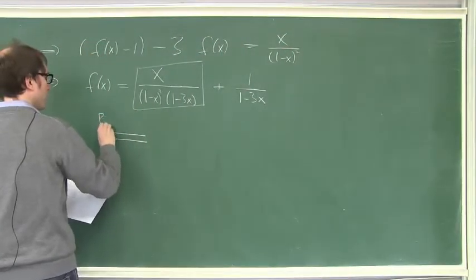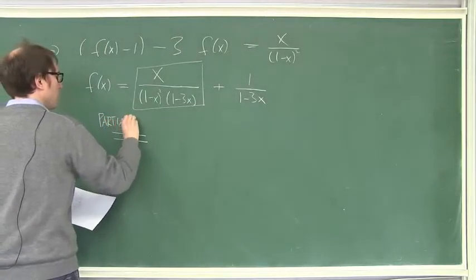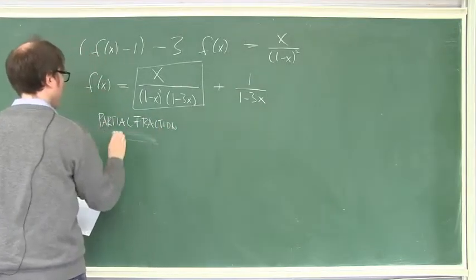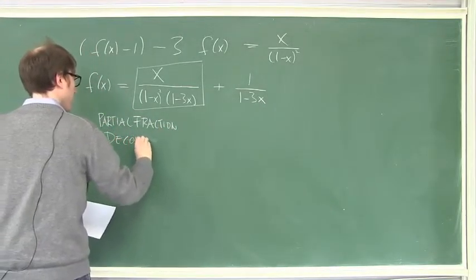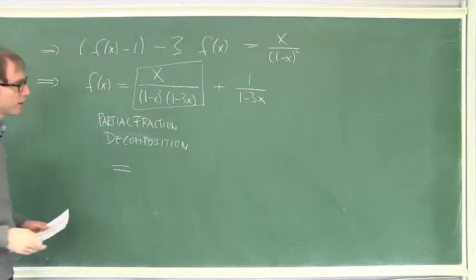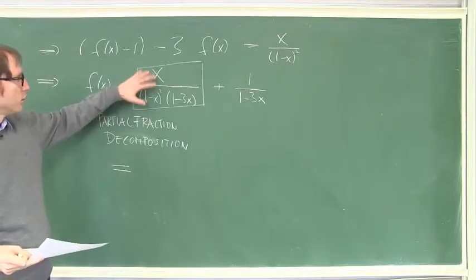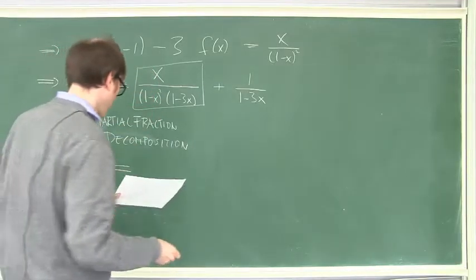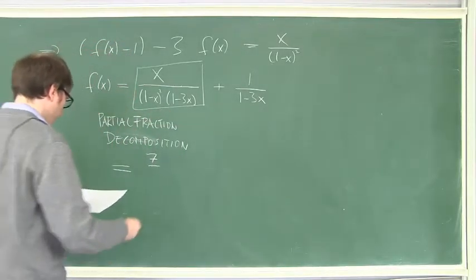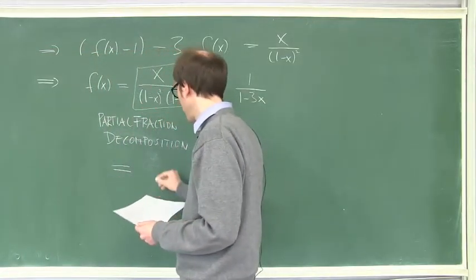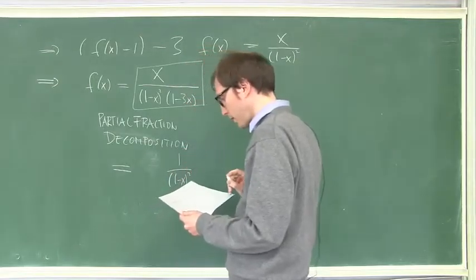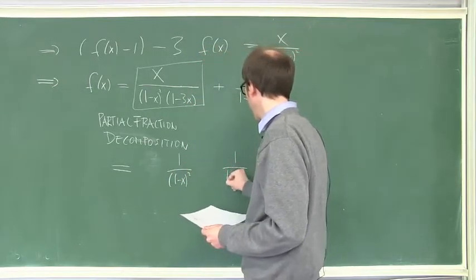This is partial fraction decomposition. So partial fraction decomposition tells you how to write this in a simpler form, namely as a sum of easier fractions. So let me write what it does. It is the following.